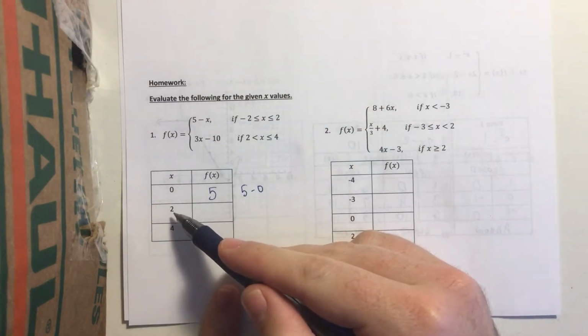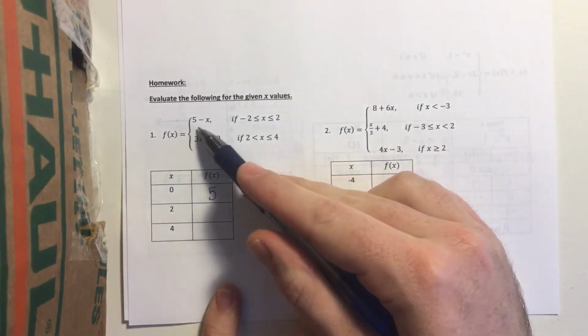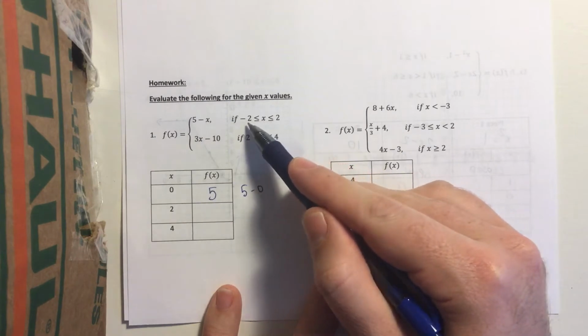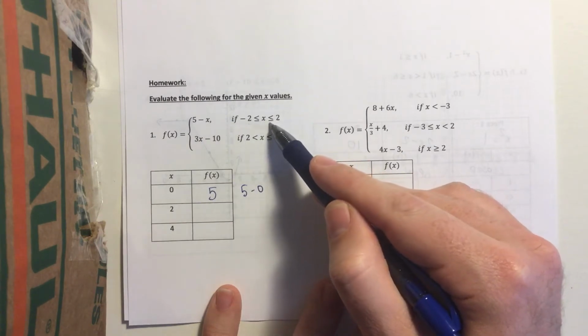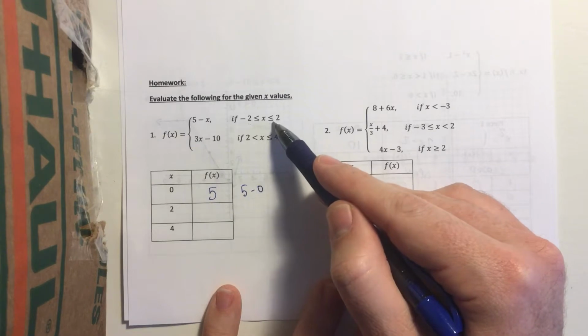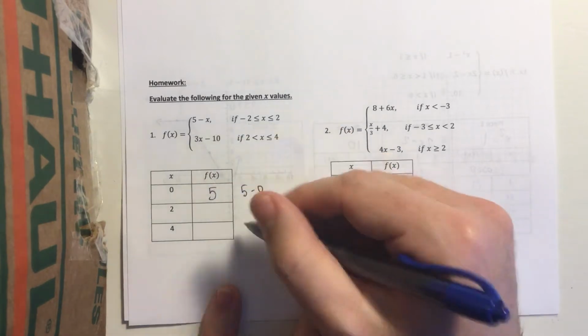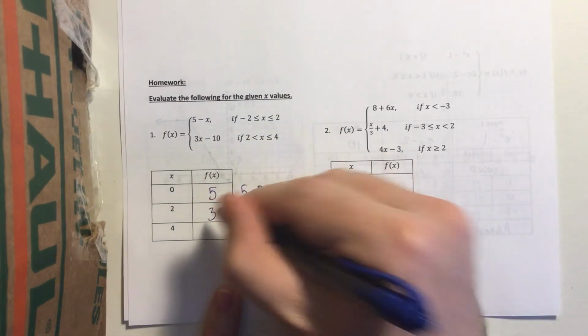If I want to evaluate the function at 2, we want to plug into this top one, because 2 is between -2 and 2, when 2 is included in this. It's x values less than or equal to 2. So 5 minus 2 is 3.